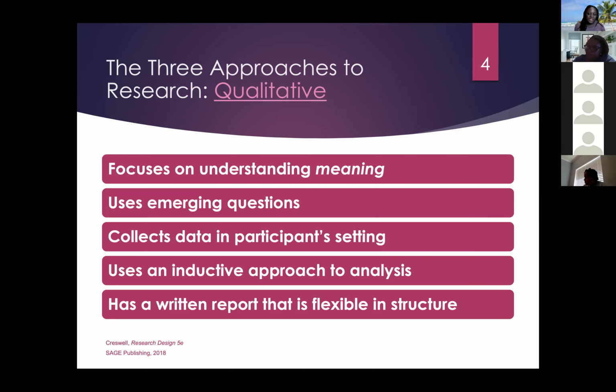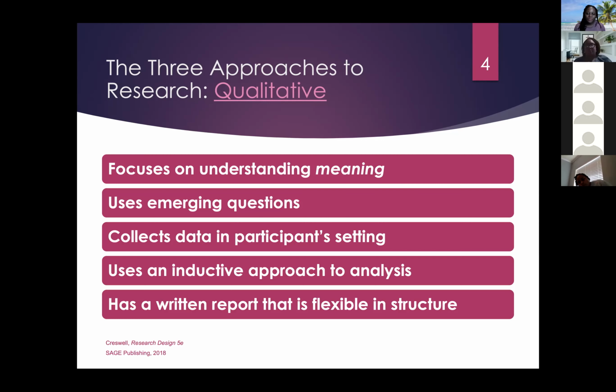And when we're talking about inductive reasoning, we're talking about how researchers will make broad generalizations based on specific observations that they've made. And so as a qualitative researcher, again, you're collecting data in the participant setting and you're making these specific observations within the participant setting, and you're making these broad generalizations about the observations that you've made.